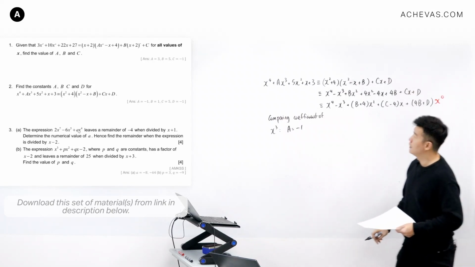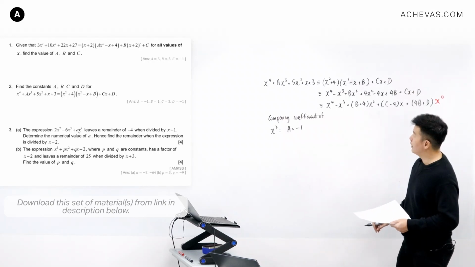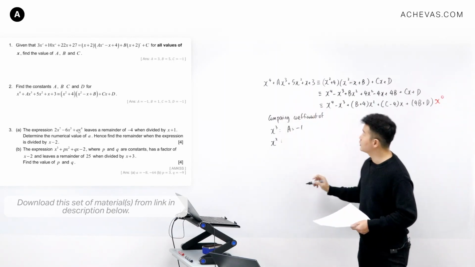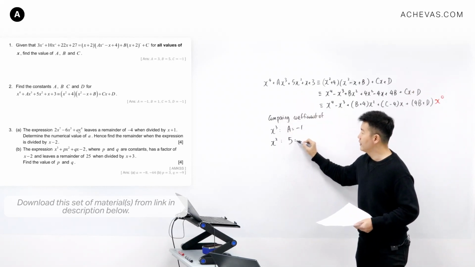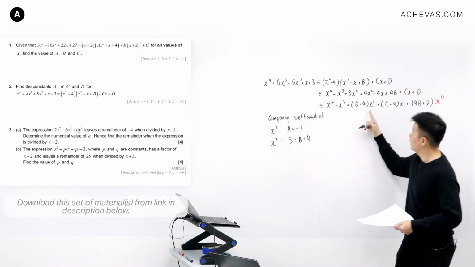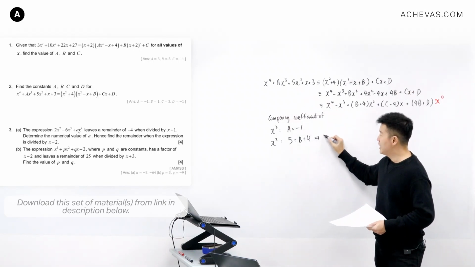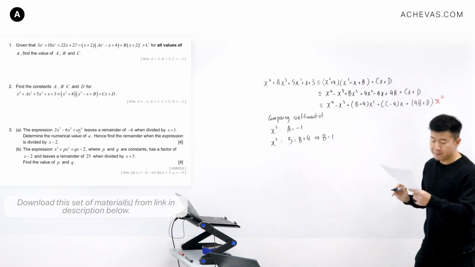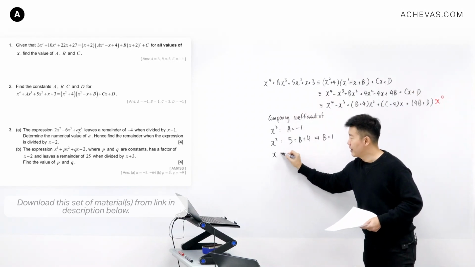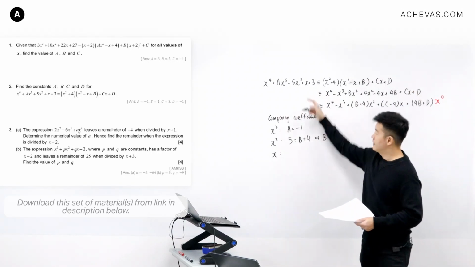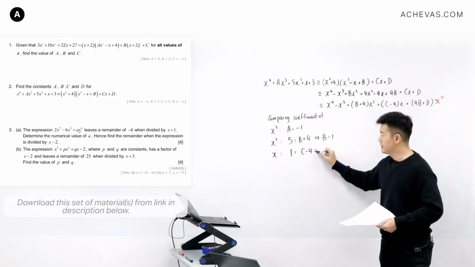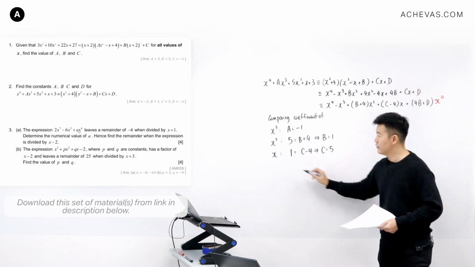And as for another coefficient that I'm going to compare, I'm going to make use of the coefficient of x squared. So if I were to compare the coefficient of x squared, on the left hand side we have a 5, and on the right hand side we have b plus 4. So this gives me b as 1. And I'm going to compare x and x. So comparing the coefficient of x, on the left hand side it is 1, and on the right hand side we have c minus 4. This tells me that c is equal to 5.